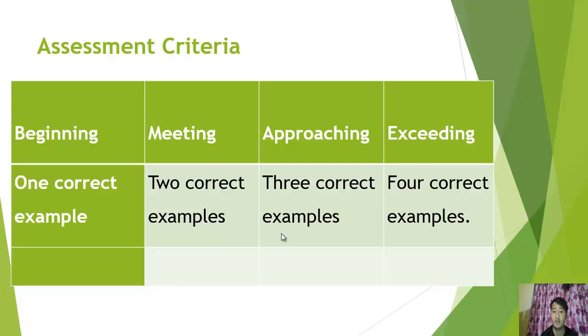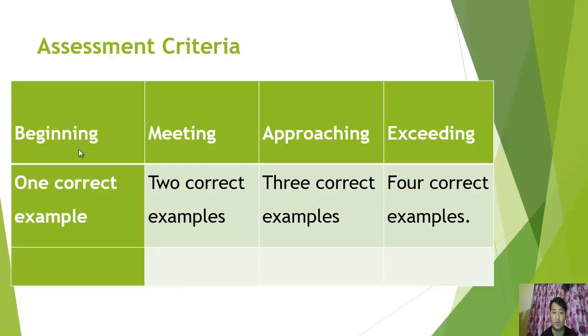An assessment criteria is very important. We can't blindly give activities to students without any pre-designed prerequisite assessment criteria. So this is what and how I will assess my students. I have compartmentalized the domains into four domains, right? Beginning, meeting, approaching, exceeding. So based on this criteria, I'm going to award the reward or reinforcement.